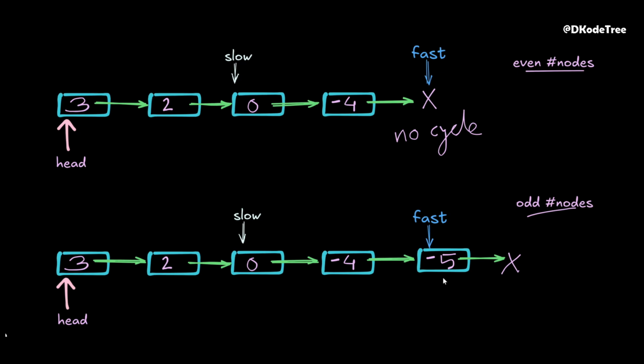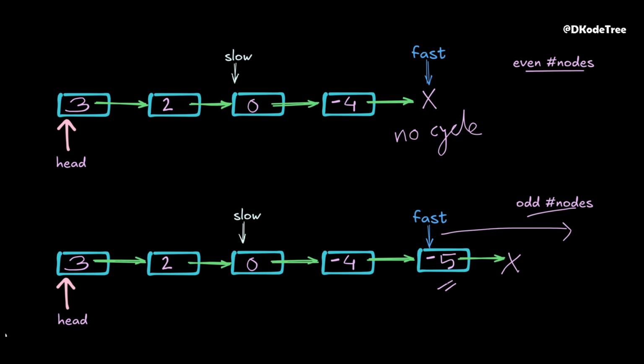I don't think so, because note that at each step we are moving fast by 2. And after reaching the last node, if we want to move the fast by 2, we don't have anything. We don't even have null. It cannot move beyond null. So that's why we have to stop here, and we can see that there is nowhere fast can move forward and reach the slow again. So definitely there is no cycle.